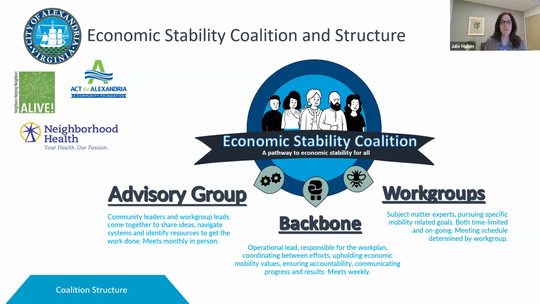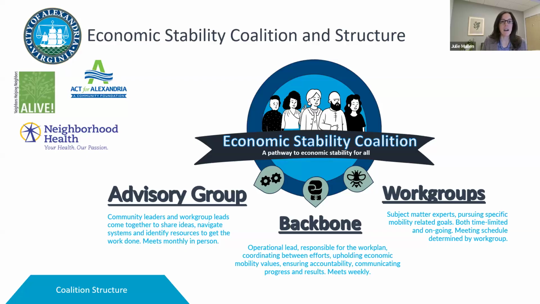So from the beginning, we agreed that we wanted our coalition to be really responsive to community and really grounded in what we were hearing from residents. We were okay with being fairly organic, which is a little bit code for we weren't really sure what we were doing in the beginning. We felt like we wanted a structure that could reflect that ability to be responsive and nimble. So this is what we came up with, and this is what we still have today.